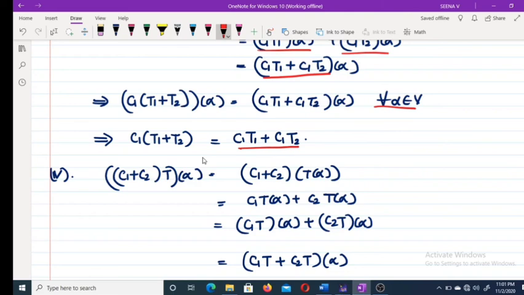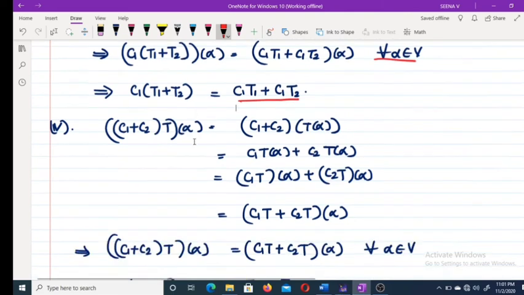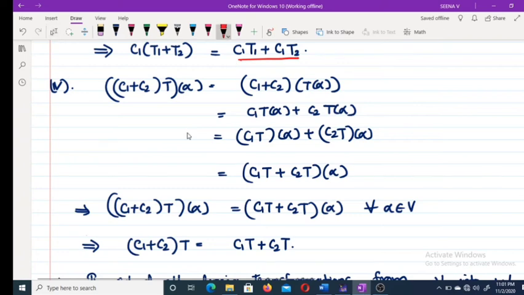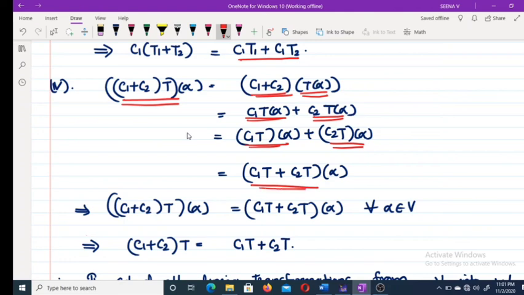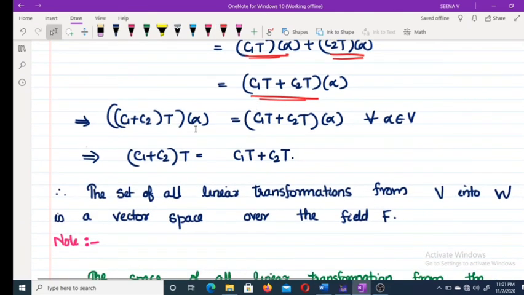And moving to the last property, (c1 + c2) T(alpha). All these are very easy. (c1 + c2) of T(alpha) equals (c1 + c2) T(alpha). Now apply the distributive property: c1 T(alpha) + c2 T(alpha), which is equal to this one. Therefore (c1 + c2)T is equal to c1 T + c2 T.